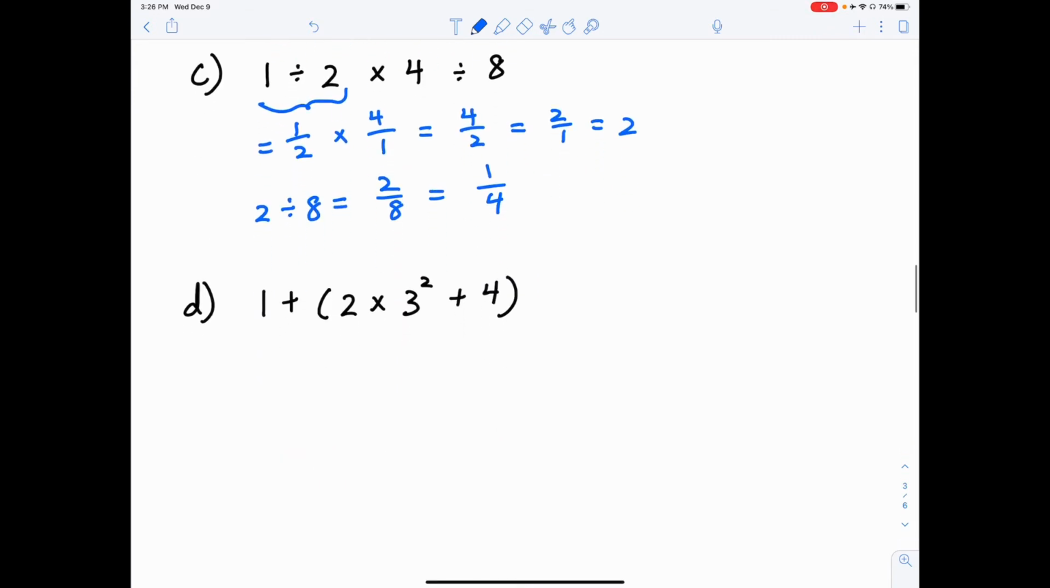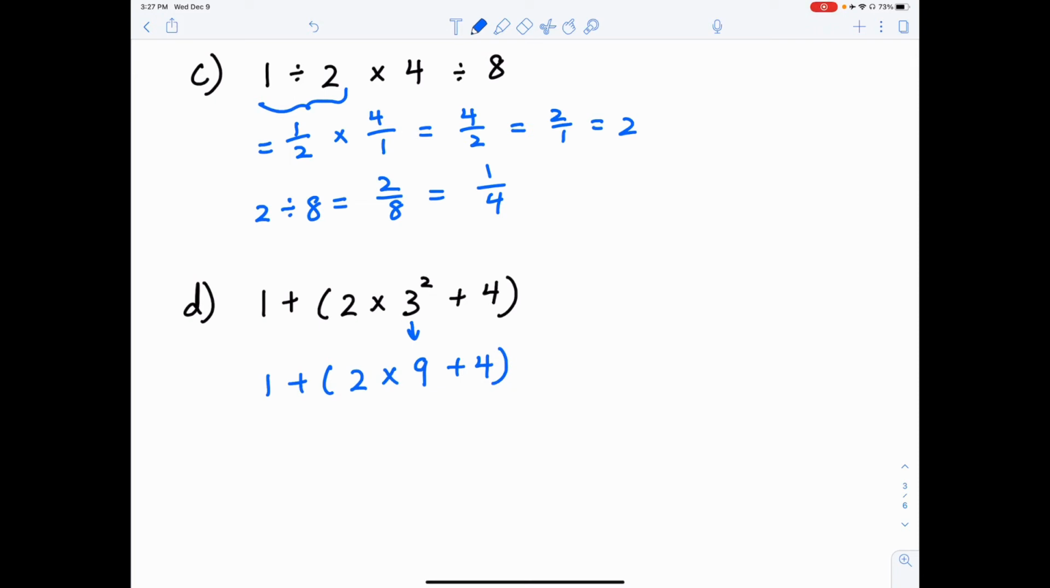For the last example here, D, we have 1 plus bracket 2 times 3 squared plus 4, close bracket. Once again, we look for brackets, which we see. Great. Then we look for exponents, which we see again. So we can focus on this exponent first. So we can change this into a 9. And we can keep everything else the same because we haven't touched it yet. So we'll just rewrite everything, but the only thing that we're changing here was the 3 squared.